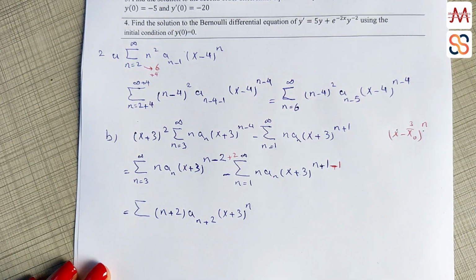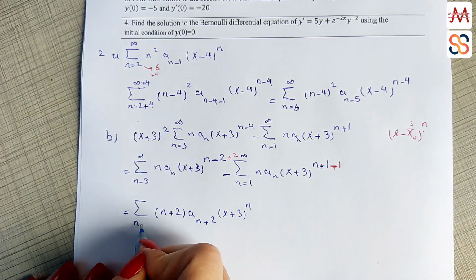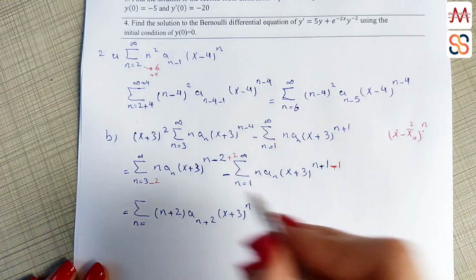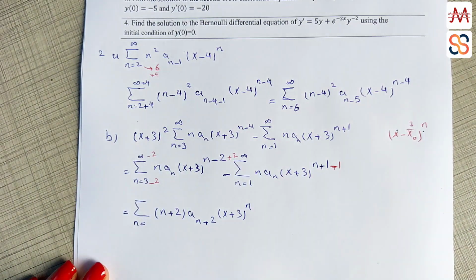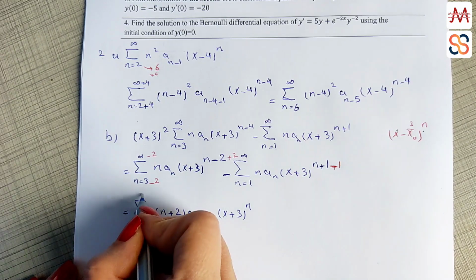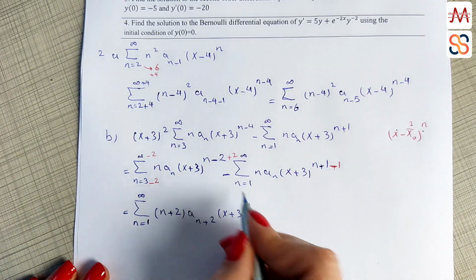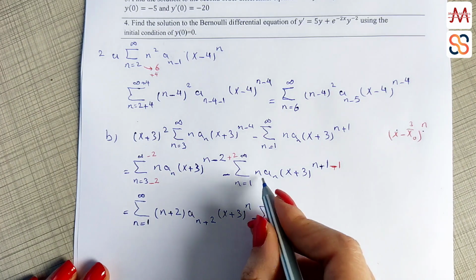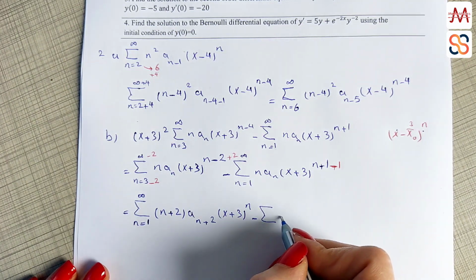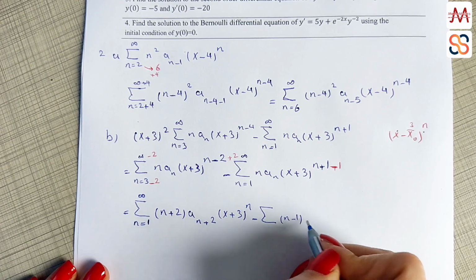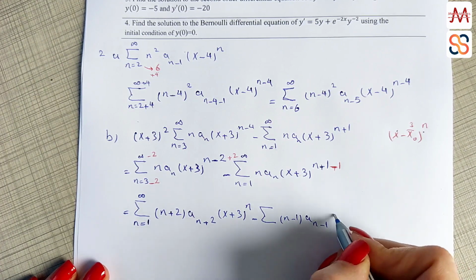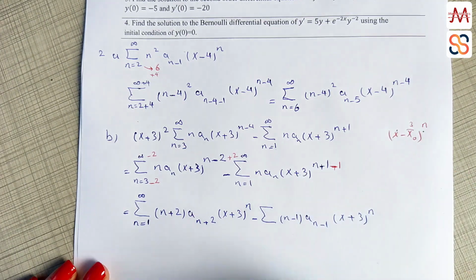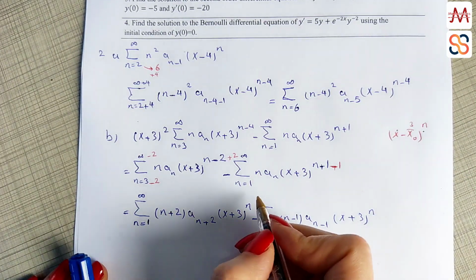So we could change the exponent. We increase the exponent by 2, so we need to subtract the starting point by 2. So the starting point of n is going to be 1. Now we need to shift up by 1 to get the exponent to move down by 1.